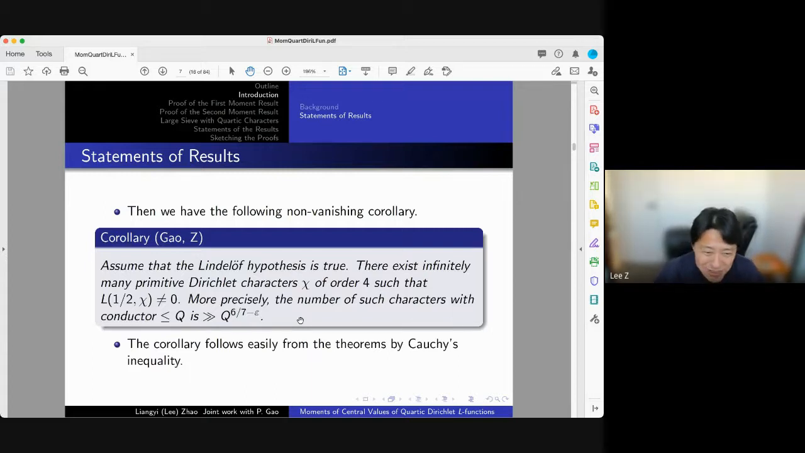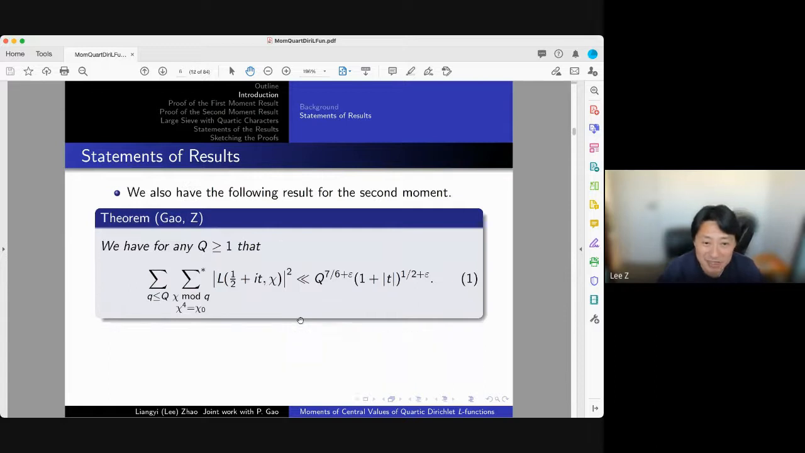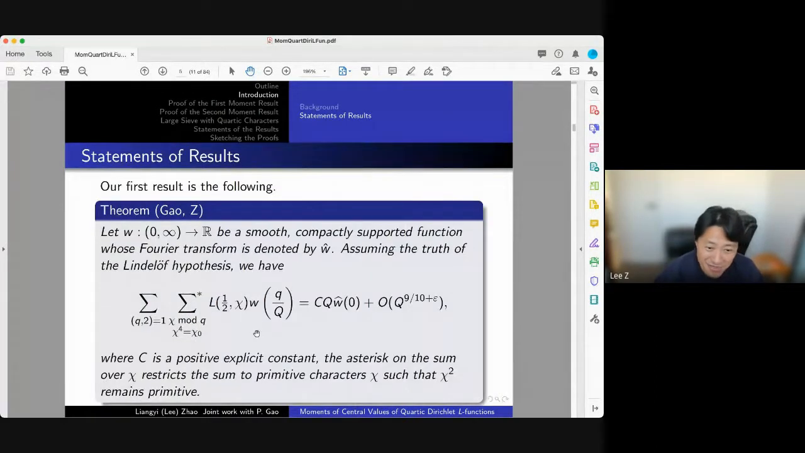It's pretty easy to set up. I mean, if you have a well, you can just set up the moments. For example, just looking at the first moment here. If L(1/2, chi) is 0, then there's nothing here. So this thing on the left hand side is the same as if I was just summing over chi for which L(1/2, chi) is non-zero.